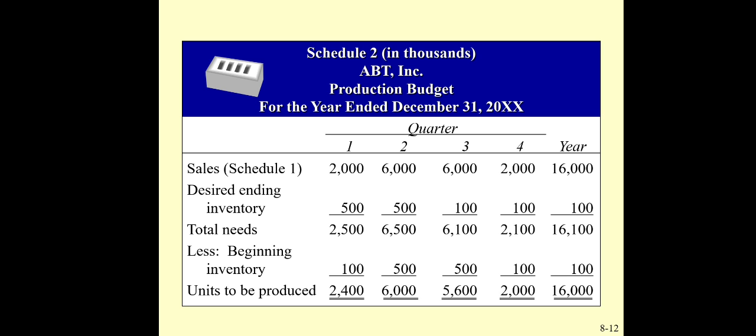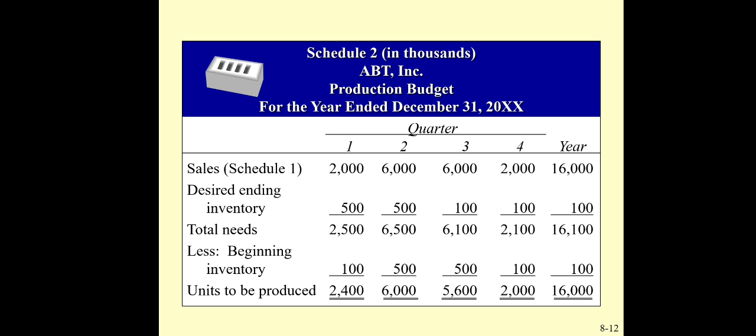How much ending inventory does the company want to keep? Look at the first quarter. The unit of sales is 2 million. The desired ending inventory is 500,000. So the total needs equal 2.5 million units. Then you have to less the beginning inventory. The beginning inventory in this sample budget is 100,000.